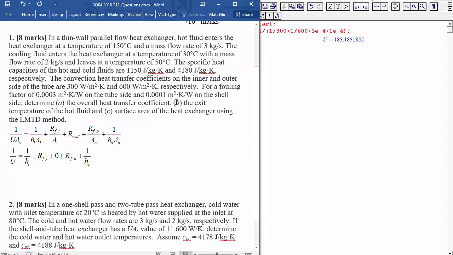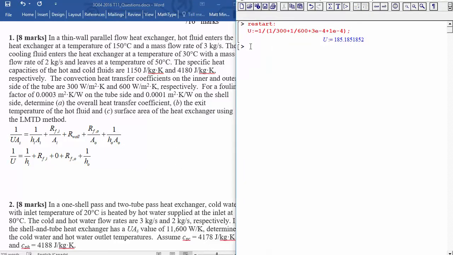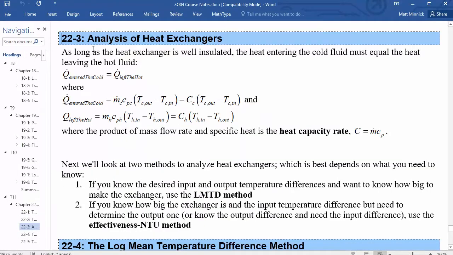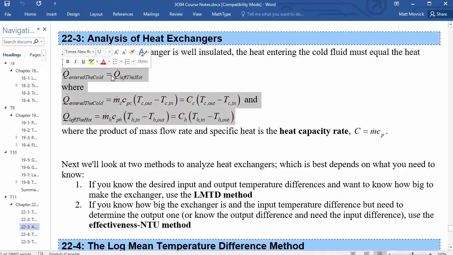Next part asks us to find the exit temperature of the hot fluid, and this is the kind of problem where we actually know enough about the fluid exiting conditions to be able to figure that out from an energy balance. So to summarize where that information comes from, that's in 22.3. The idea is that the rate of heat entering the cold fluid equals the rate of heat leaving the hot fluid, and each of these can be figured out from the heat capacity rates times the difference in temperatures.